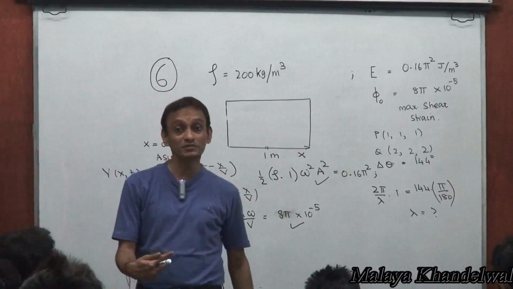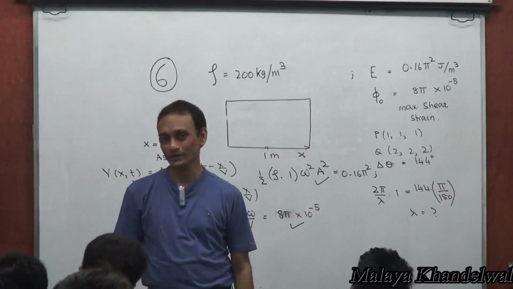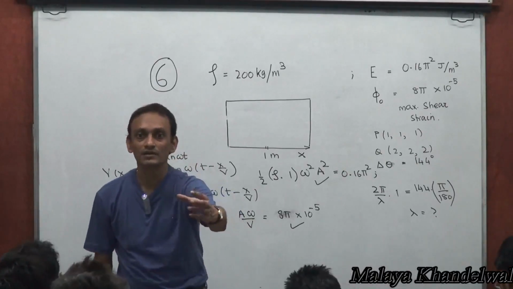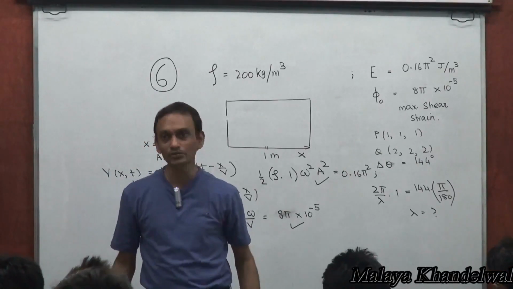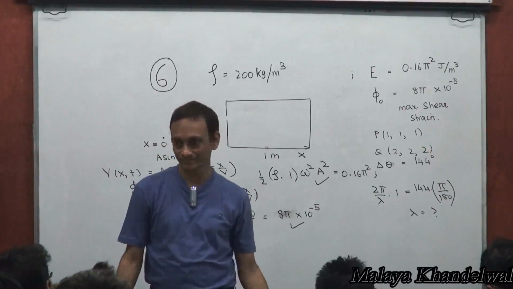And if it's incompressible, then it will not produce a longitudinal wave. Because for a longitudinal wave, you need to have compression rarefaction pulses. So you need compression of the medium. If it's incompressible, you can't have a longitudinal wave, right?